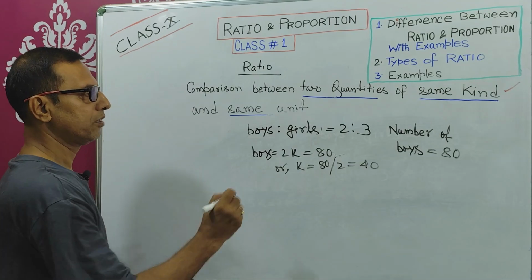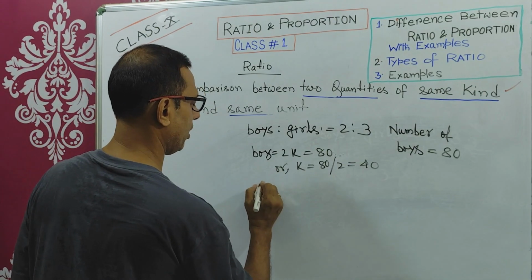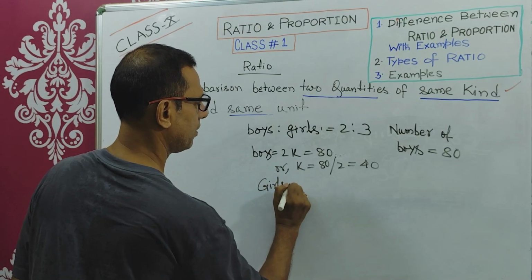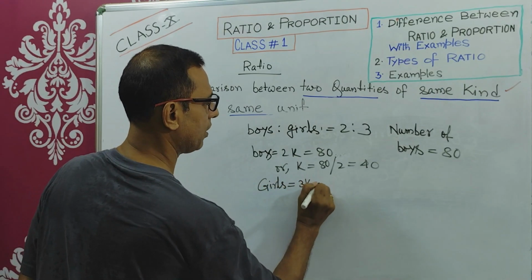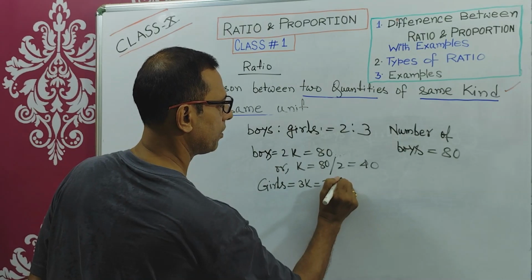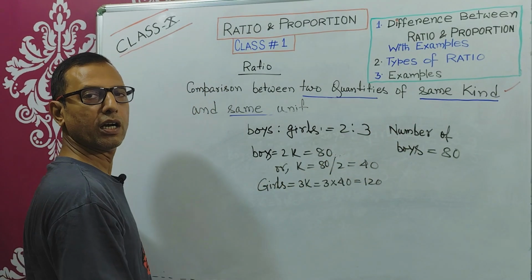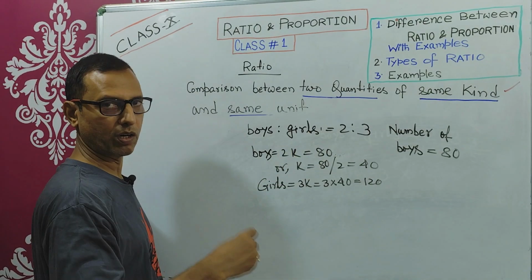You know the value of k. So what is the number of girls? Number of girls is 3k equals 3 into 40 equals 120. So the question could be that the number of boys is given or the number of girls is given, whatever it is.